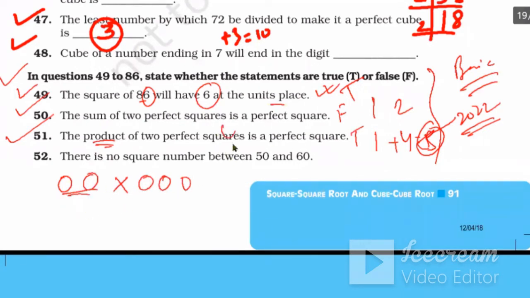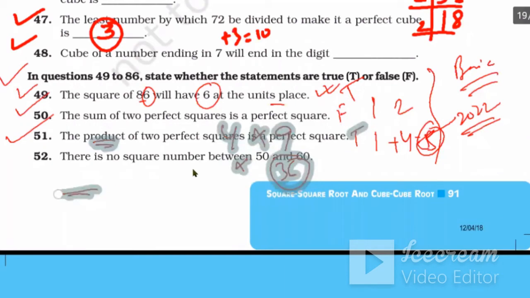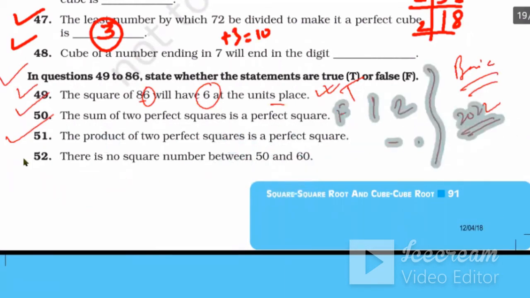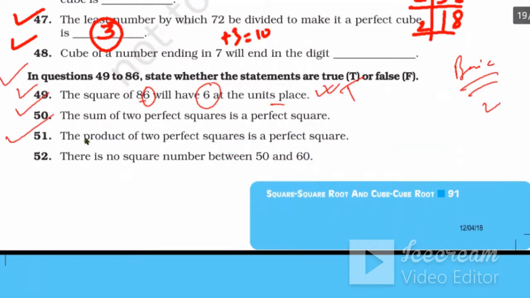Like, see, 4 is a perfect square and 9 is a perfect square. If you multiply it, 4 times 9 is 36. It's also a perfect square, meaning the root is 2 into 3. For multiplication, it's true. For addition and subtraction, it's not true. The product of two perfect squares is a perfect square. It's true.